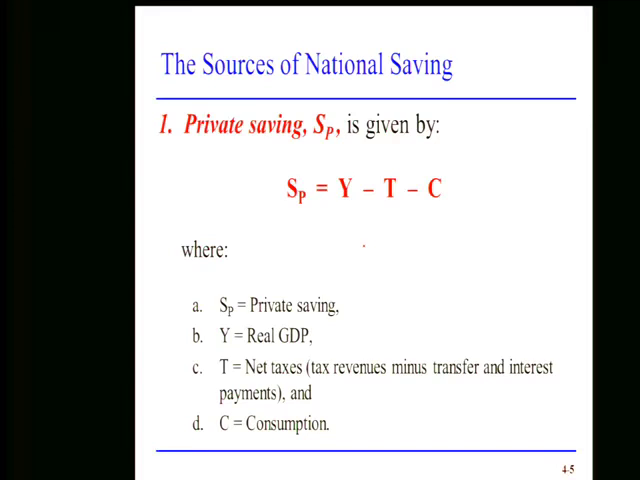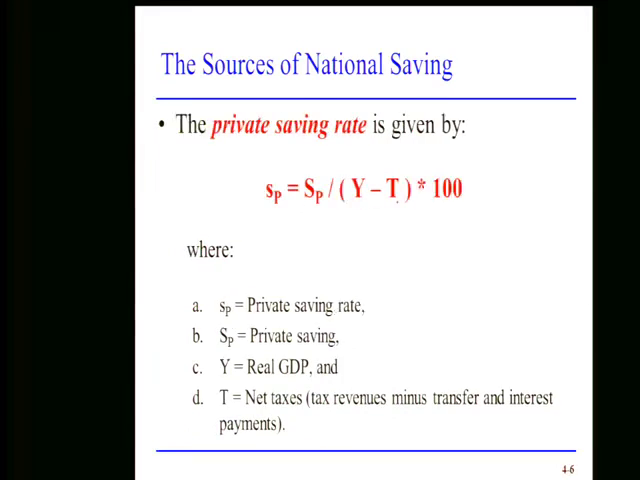So disposable income is total income measured by GDP minus taxes. So that's our disposable income portion, minus consumption expenditures. We can also calculate the private saving rate. What percentage of our disposable income are we saving?